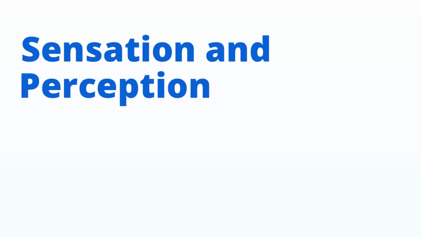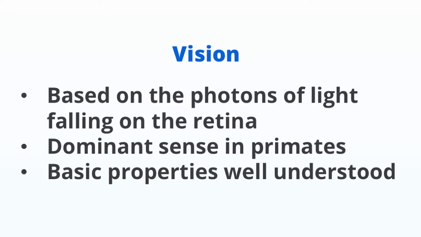Perception is a special kind of problem-solving process. The problem of visual perception is how to represent the world of objects and events around us based on the photons of light falling on the retina at the back of the eye. We will focus on vision because it is a dominant sense in primates and its first basic properties are well understood. Cognition and action begin with perception, and if we are to understand how the brain works, we first have to understand how the brain perceives the world around it.